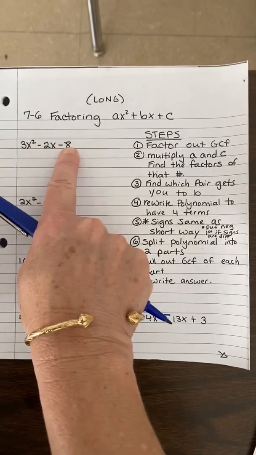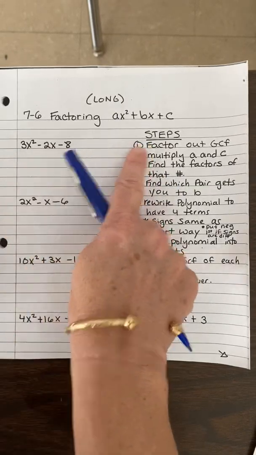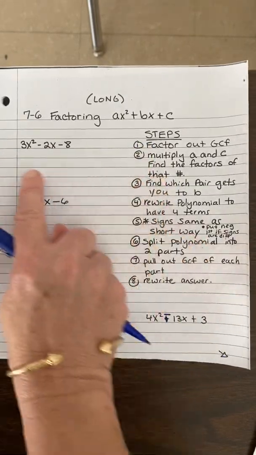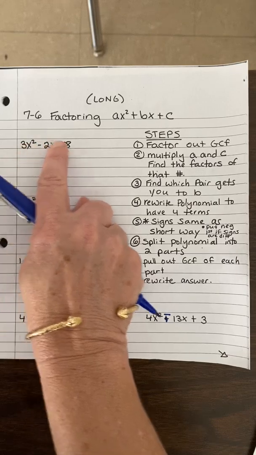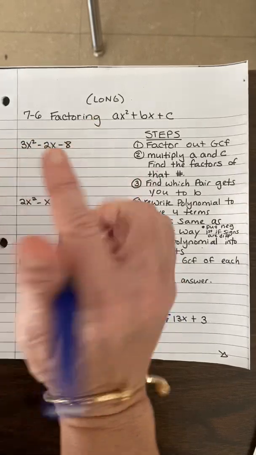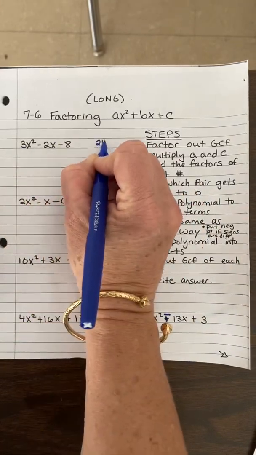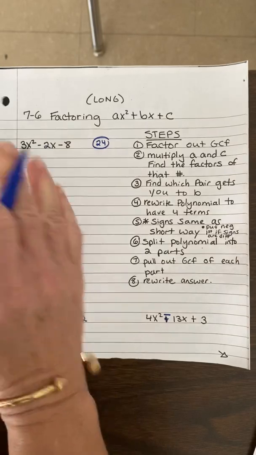to be, is there a GCF? And there isn't one. A lot of times there won't be one. So I don't have to worry about step 1. The next step is I'm going to multiply 3 times -8. Now, I'm not too concerned about the negatives and positives. Sometimes people are, but so I can just say 24. 3 times 8 is 24. Don't even worry about the negative for right now.